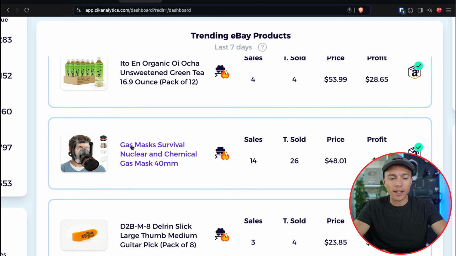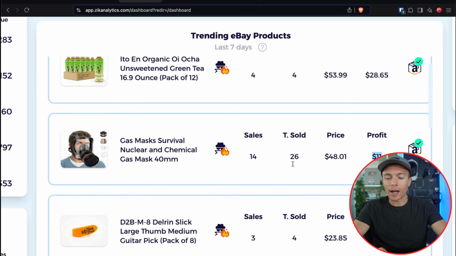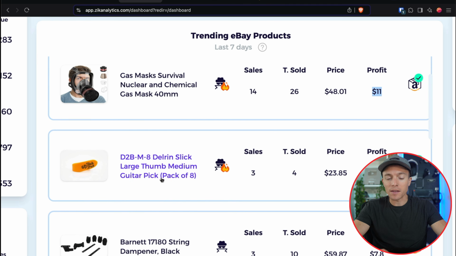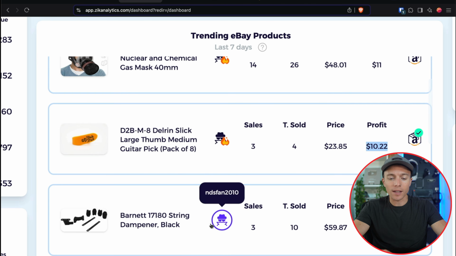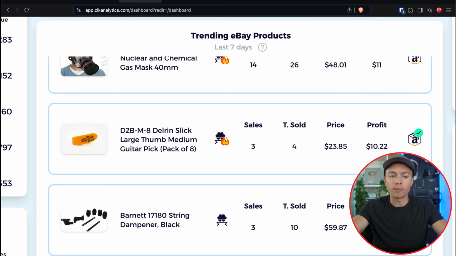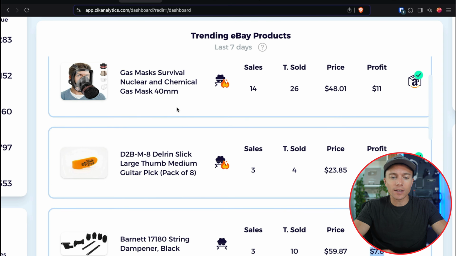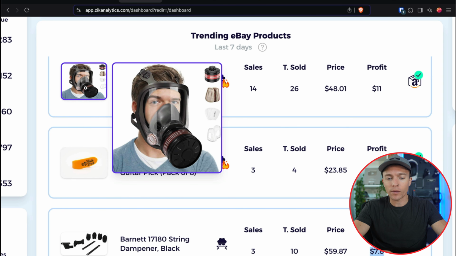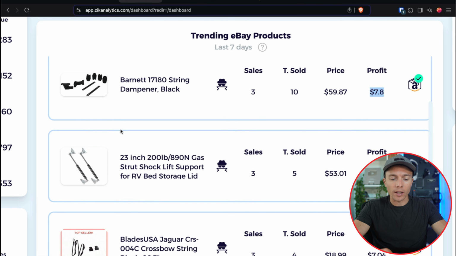So for instance, we have this gas mask right here that is sold 14 times in the past 7 days, 26 times in total for an $11 profit. Now, if I sell this about once a day for an entire month, which is how often this is selling, you can see how that can quickly add up, especially when you're selling this product, plus this one, which has a $10 profit, plus this one, which has about an $8 profit. You add a lot of these products into your store, and the profit can quickly add up on a cumulative basis. So I love that I can just see this right here, and I can go ahead and source gas masks from my supplier and all these other products as well.